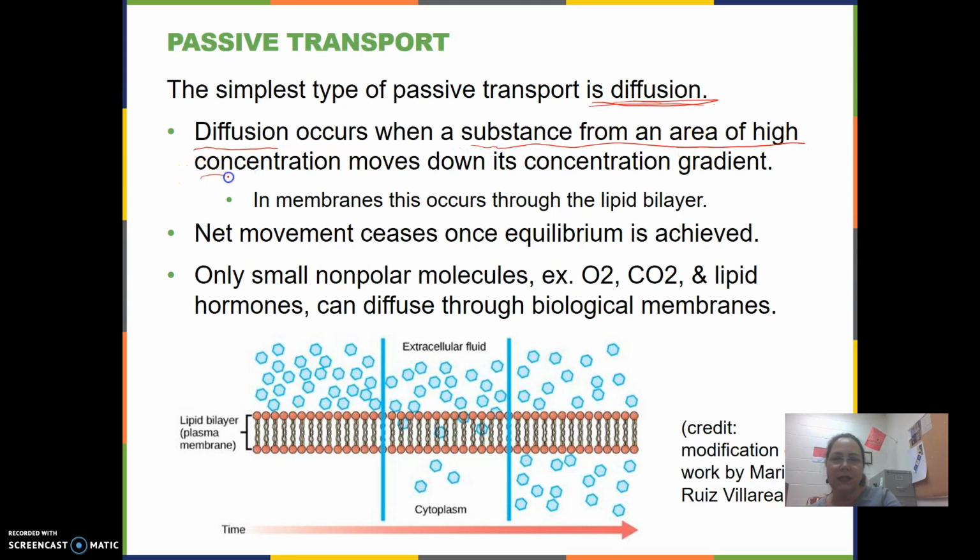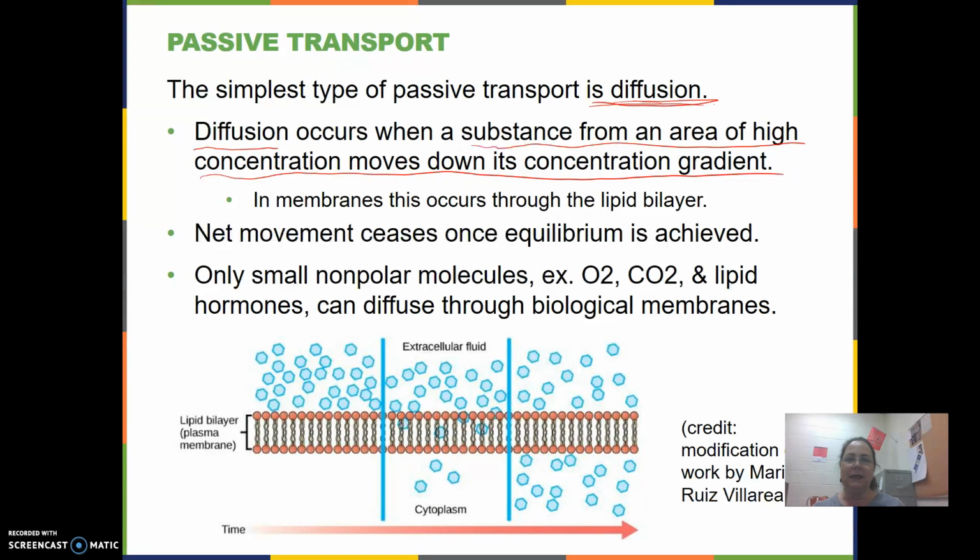So the definition of diffusion is when substances move from an area of high concentration to low concentration, down its concentration gradient. Now, a concentration gradient is just a concentration difference. So if you have an area where the concentration of a substance is high and an area where it's low, its concentration gradient is just the concentration difference.